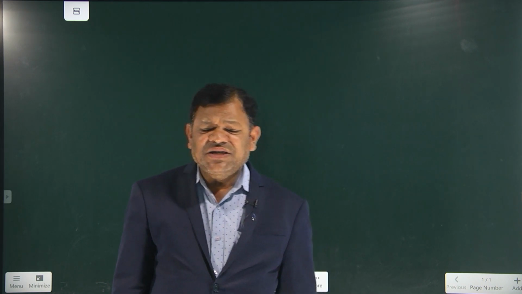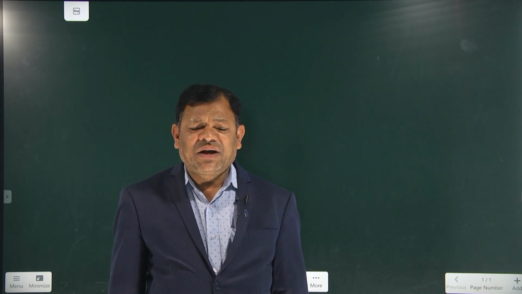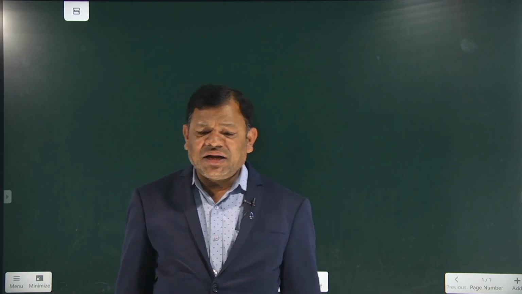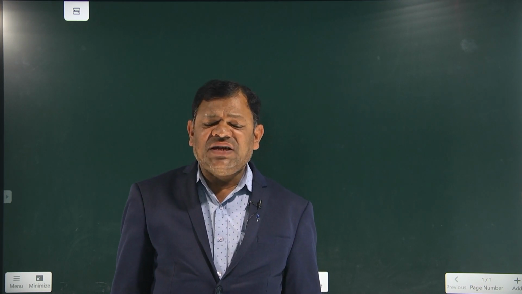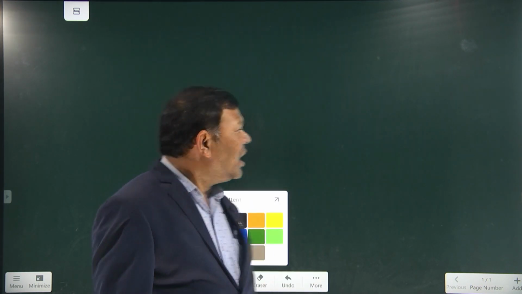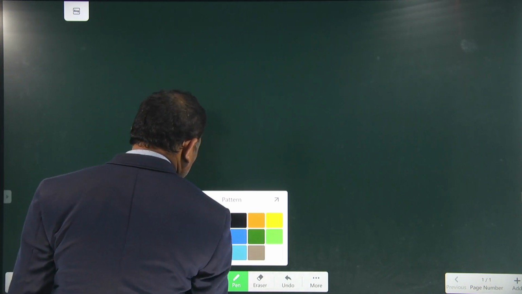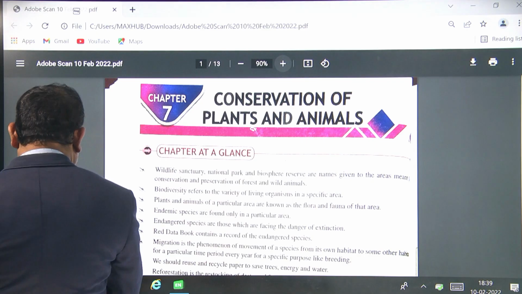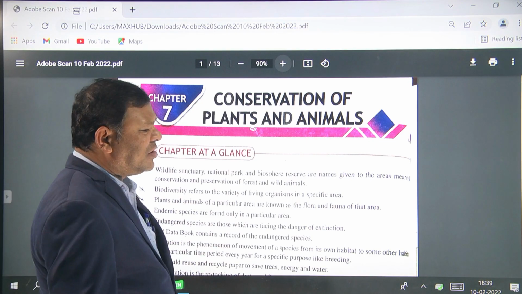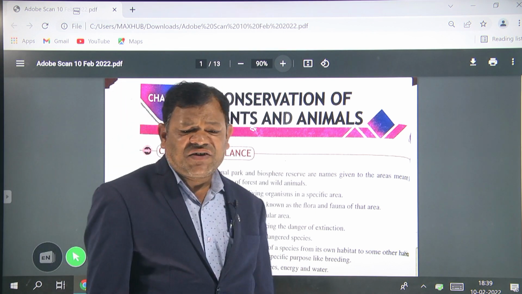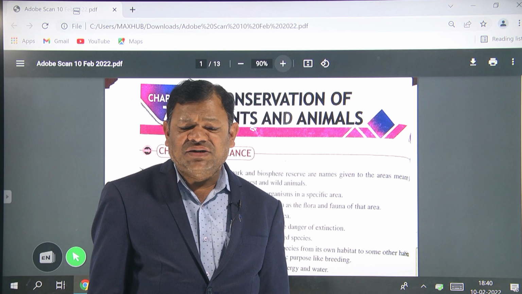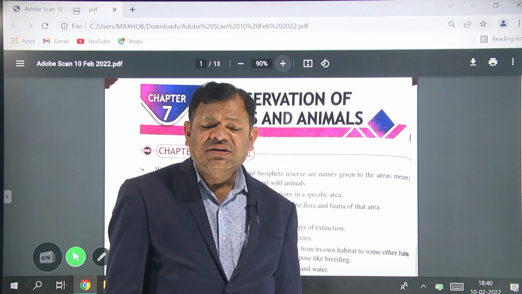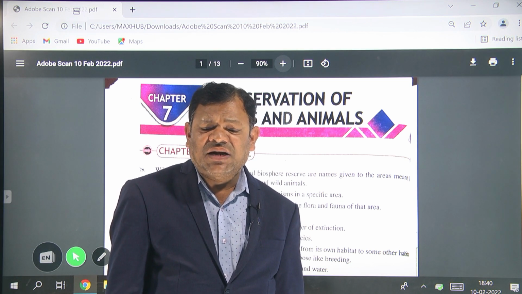So conservation means protection. Day by day many species are becoming extinct, endangered or endemic. So that's why we must protect these species. That's why the lesson name is conservation of the plants and animals. Biodiversity means different types of plants and animals are present in our surroundings, on the earth or in the biosphere, and we must conserve those plants and animals.